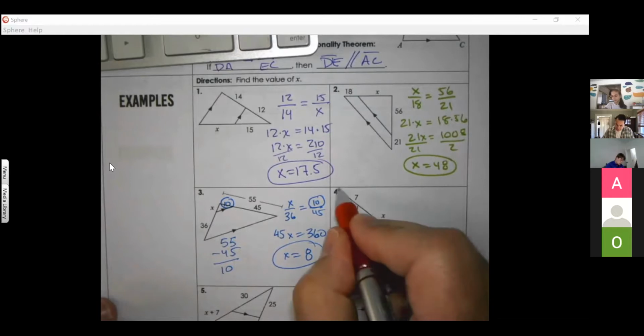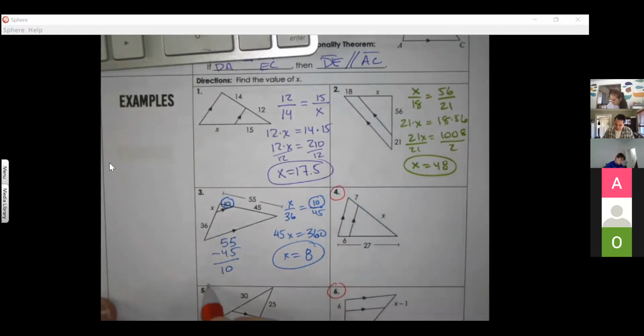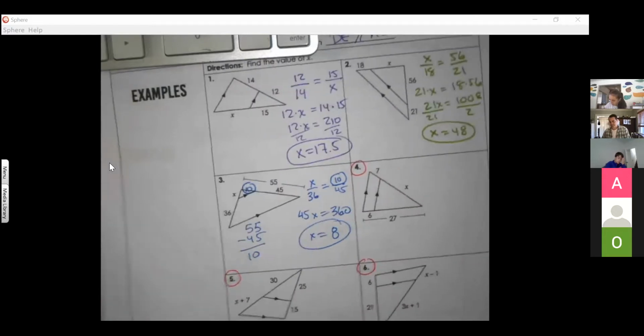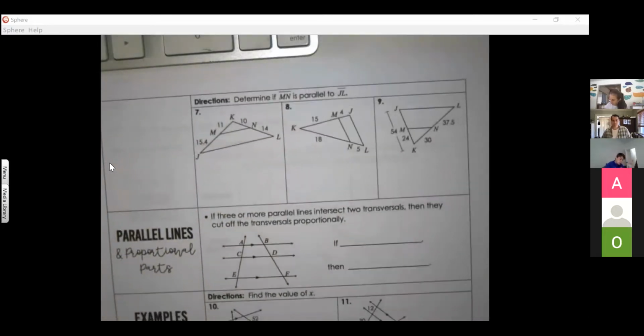So I'm going to leave problems 4, 6, and 5 as problems for you to do as part of your homework tonight. Page 2.